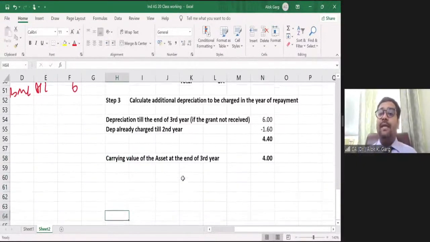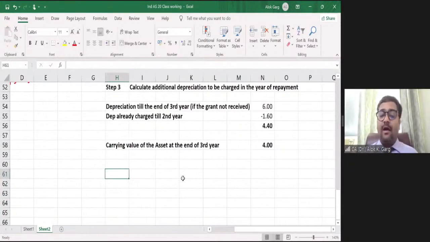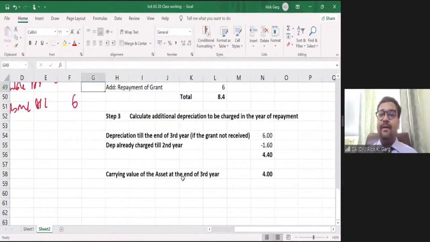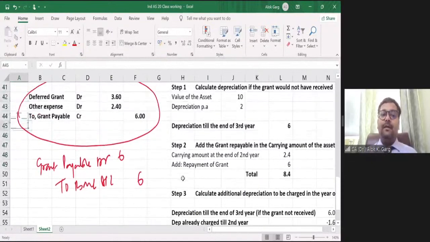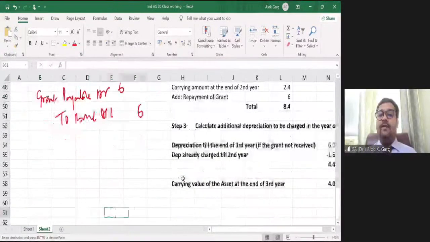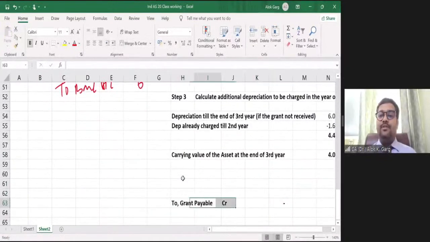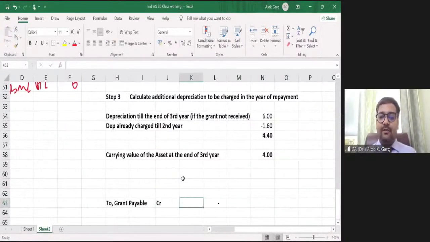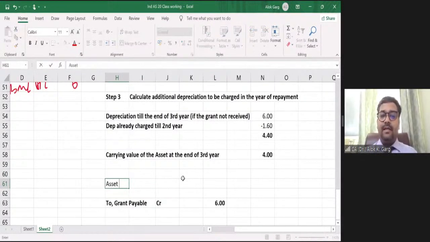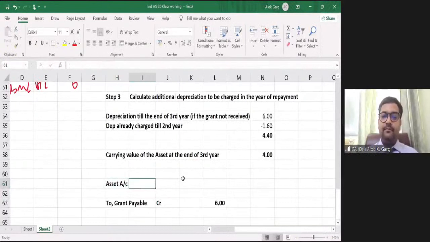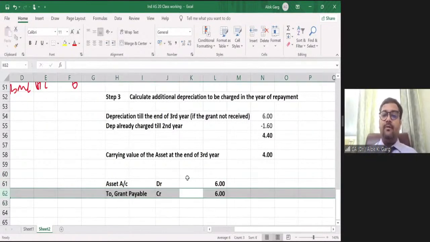Now, sir, what will be the accounting entry for repayment of grant in this case? Of course, this grant has to be repaid. For example, the company is paying later. So what will be the accounting entry? Grant payable will be credited, of course 6 lakh has to be shown here. And what will be the debit? The debit will be the asset account. Asset account will be debited by 6 lakh. Asset account debit to grant payable.